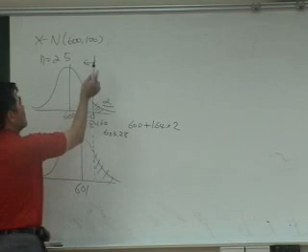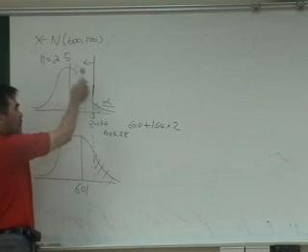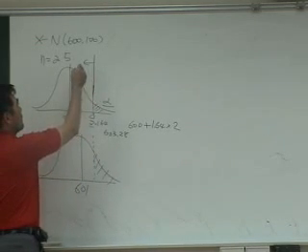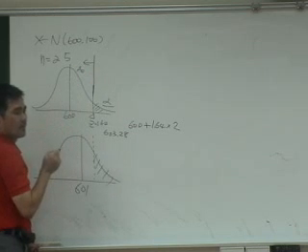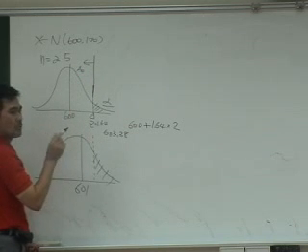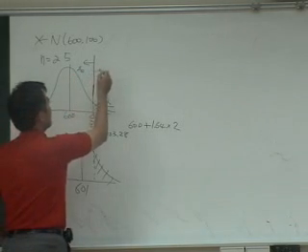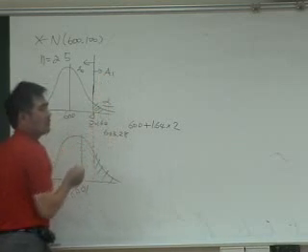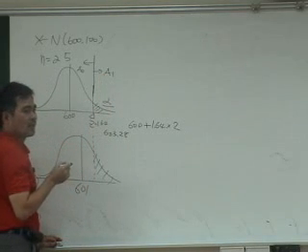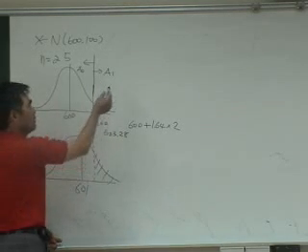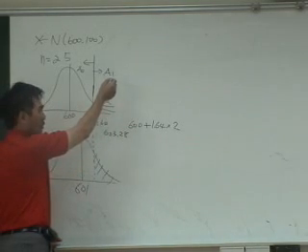Because to the left of this critical value, you're going to accept H naught. You're going to take action A naught. And here it is take action A1 and you reject the null hypothesis. You reject H naught and accept H1.